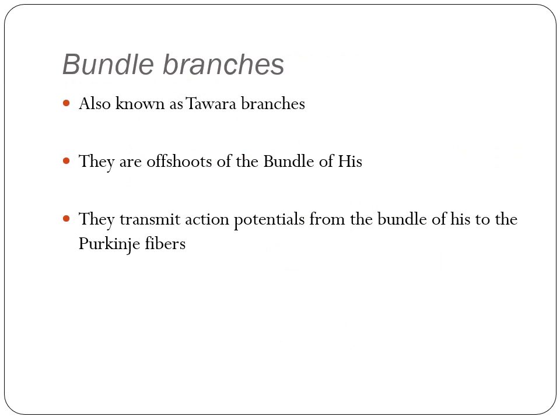The bundle branches are also known as Tawara branches. They can either be left or right bundle branches, as I've illustrated earlier. They are offshoots of the bundle of His, and they transmit action potentials from the bundle of His to the Purkinje fibers. These structures lead to a network of thin filaments known as Purkinje fibers.